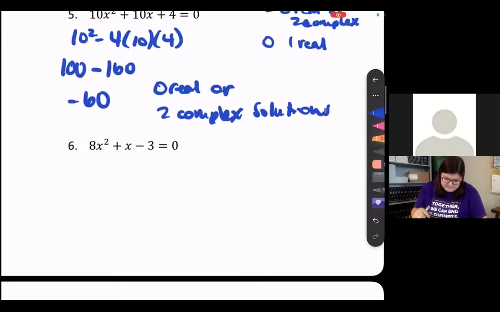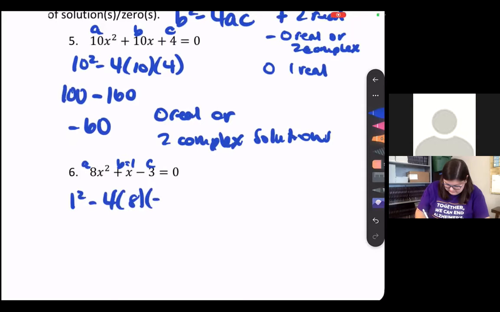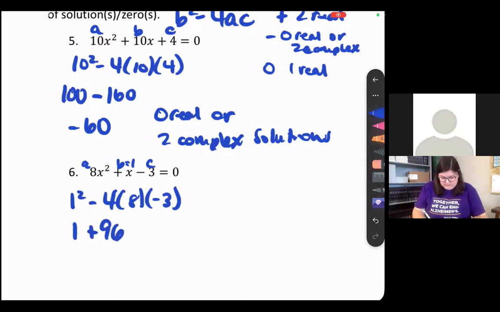For 6, we're doing the exact same thing. So my A is 8, my B is 1, and then my C is -3. So I've got b squared minus 4 times 8 times negative 3. 1 squared is just 1 minus 4 times 8 times negative 3 gives me negative 96, but it's a plus 96 because it's minus a negative. So that's going to give us 97, which is positive, which means we have 2 real solutions.